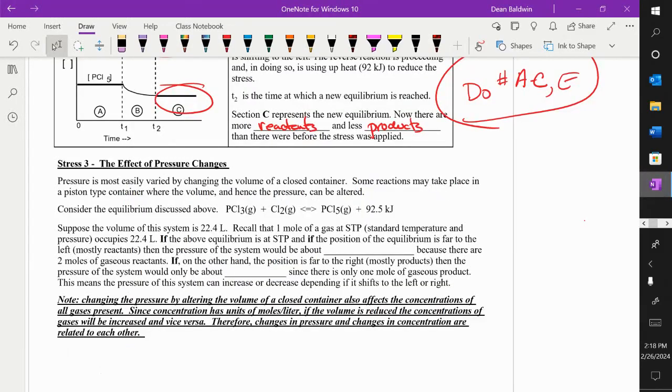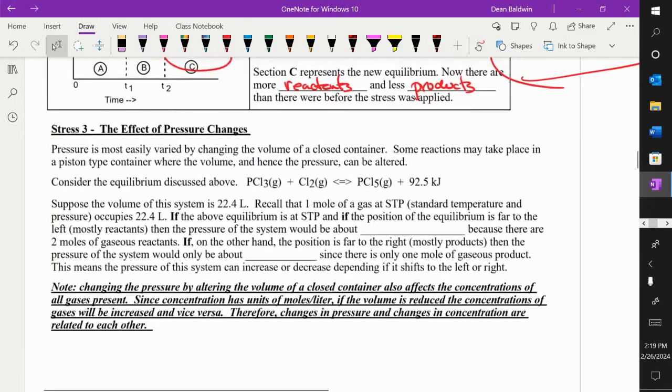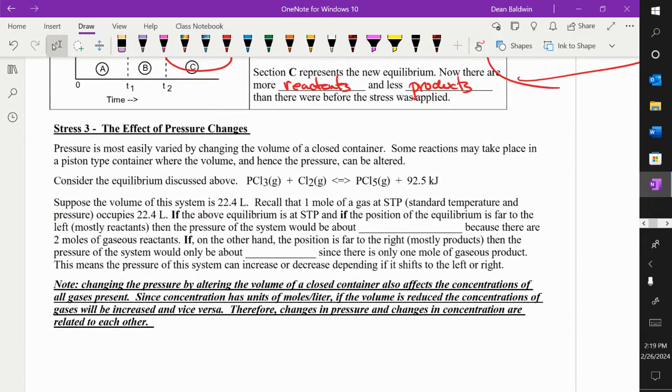There we go. All right, pressure changes. So let's look at this reaction. If you look at this reaction, we have PCl3, chlorine gas, and PCl5, all in gas phase. We have 2 molecules of gas on the reactant side, and we have 1 molecule of gas on the product side.